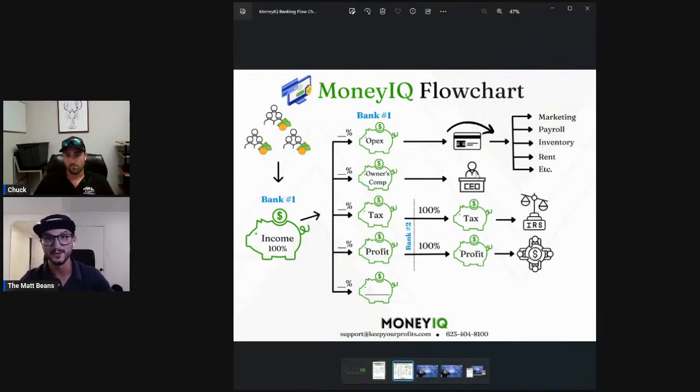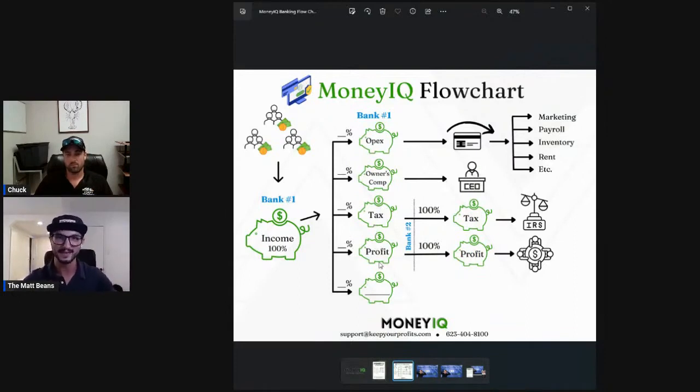Owner's comp is for you, right? This is the amount of money that you are paid as the operator of the business, okay? Not as the owner of the business, as the operator of the business. If this business independently were to hire somebody to run the show as the operator, that is you, the contractor, and this is what you're getting paid, okay? And I'm actually going to skip tax for a second because that one's super self-explanatory, but profit is completely different.